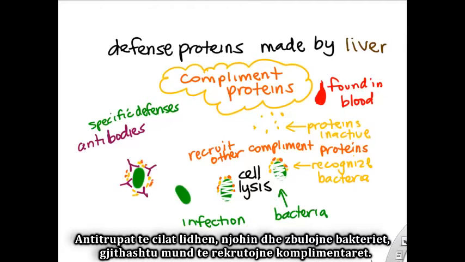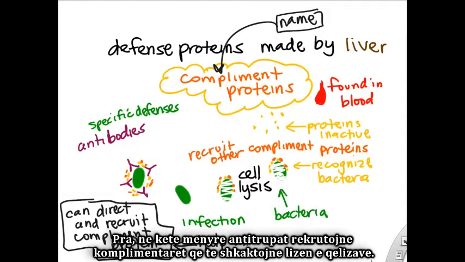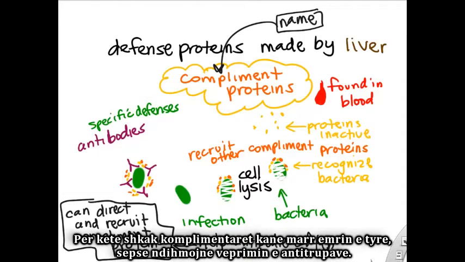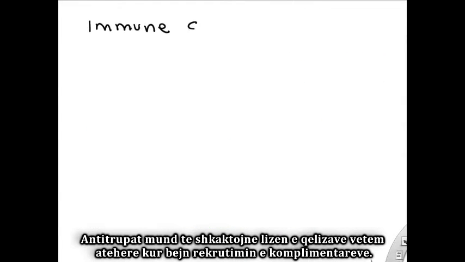Antibodies, which can bind and recognize and detect bacteria too, can also recruit complement. In this way, the antibodies can recruit the complement and cause cell lysis. This is how complement proteins actually got their name, because they basically help the action of antibodies. So antibodies can cause cell lysis only if they recruit complement.